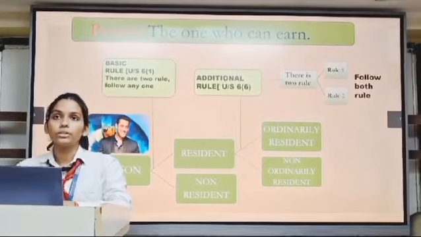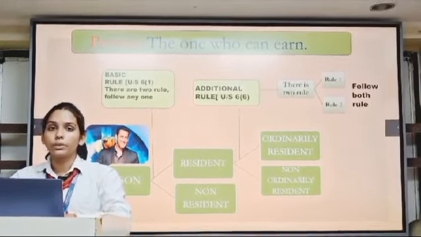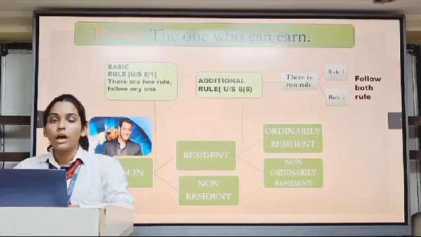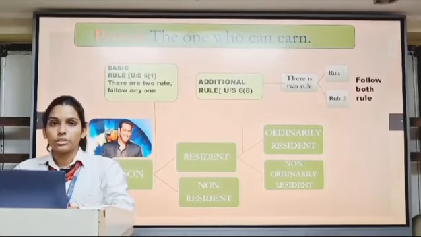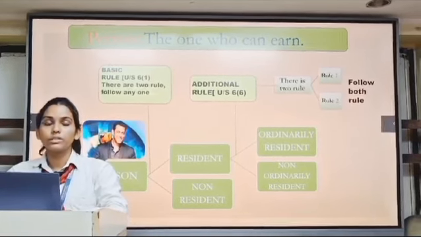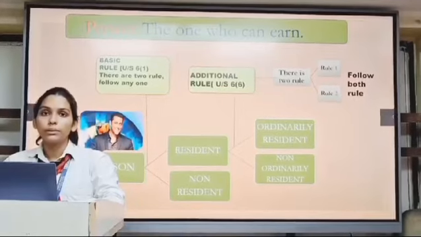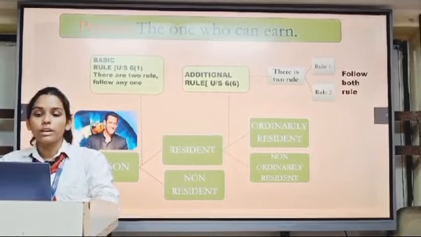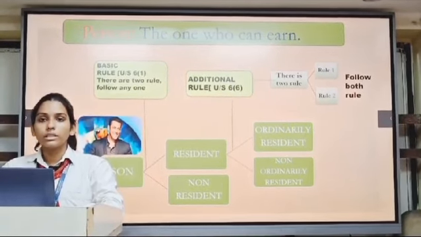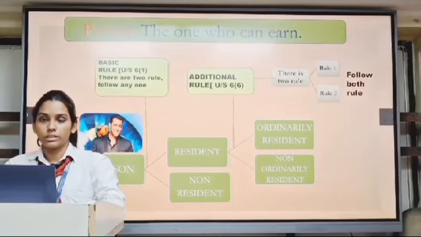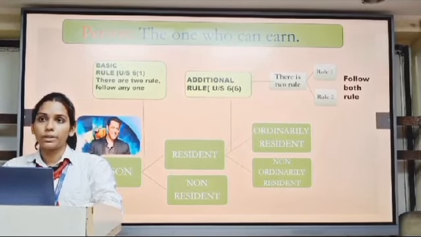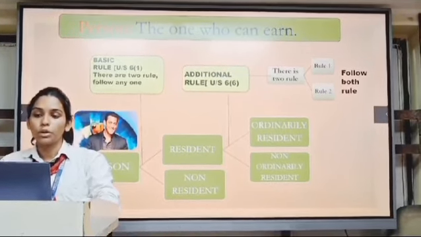Now let's see who is a person. A person is the one who can earn. According to section 6 subsection 1 basic rule, a person can be resident or non-resident. According to section 6 subsection 1 there are two rules. If a person follows any one of them, then he will be known as resident. Further, according to the additional rule, section 6 subsection 6, a resident can be ordinarily resident or not ordinarily resident. There are two rules under the additional rule, and if he wants to become ordinarily resident, then he needs to follow both of the rules.